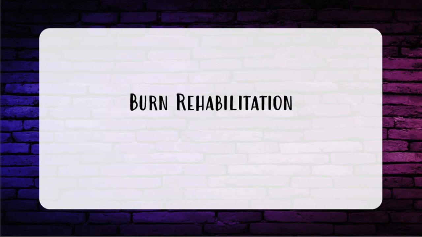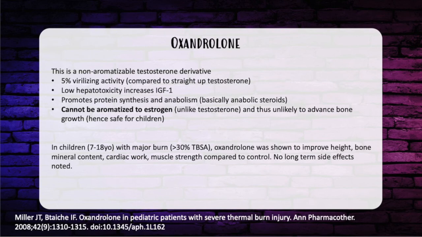Lastly, let's talk about rehab considerations and growth, especially in children. The first thing I'll talk about is oxandrolone. It's sometimes given to patients with major burns, especially in the pediatric population. It's a non-aromatizable testosterone derivative. It has 5% virilizing activity compared to straight up testosterone. It has low hepatotoxicity. It increases IGF-1 and promotes protein synthesis and anabolism. Basically acts like anabolic steroids. It cannot be aromatized to estrogen, unlike testosterone, and thus unlikely to advance bone growth. So it's really safe for children. So it's something that might come up on a question.